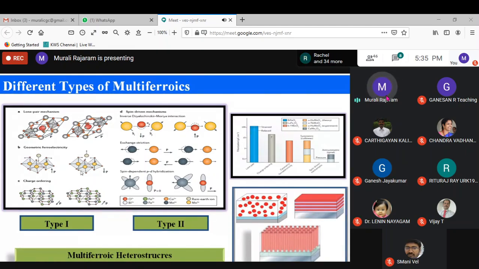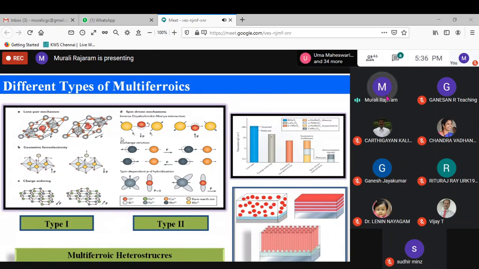So this class of materials is called type 1 multiferroic materials, and this group is called type 2 multiferroic materials, where your electric polarization and magnetic polarization are related. One polarization affects the other. That means around a transition temperature, for example a ferroelectric transition temperature, your magnetic polarization should get affected and change at that temperature.